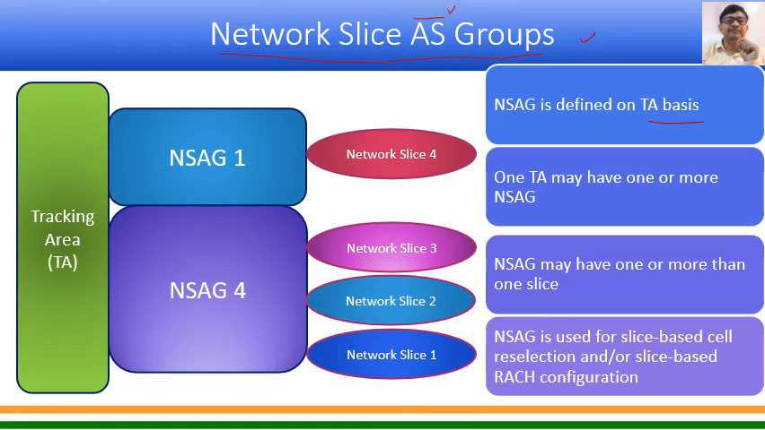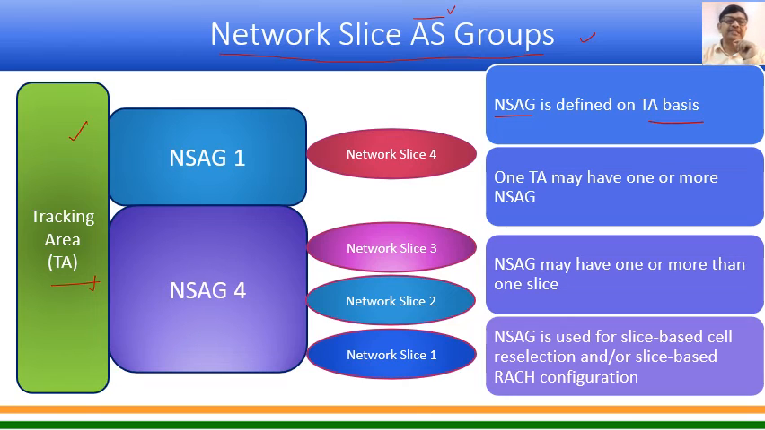What is a tracking area? In any radio network, you'll have cell 1, cell 2, cell 3, cell 4, cell 5, different towers, different cells. In one tower, you may have three sectors, which you can call cell 1, cell 2, and cell 3. In another tower, again, you'll have cells. So a cluster of cells, a contiguous cluster, is called a tracking area, right? So this NSAG is defined on a TA basis, or tracking area basis.